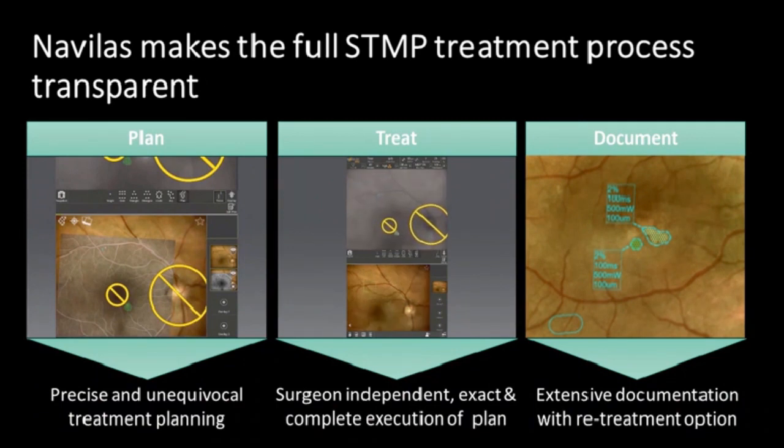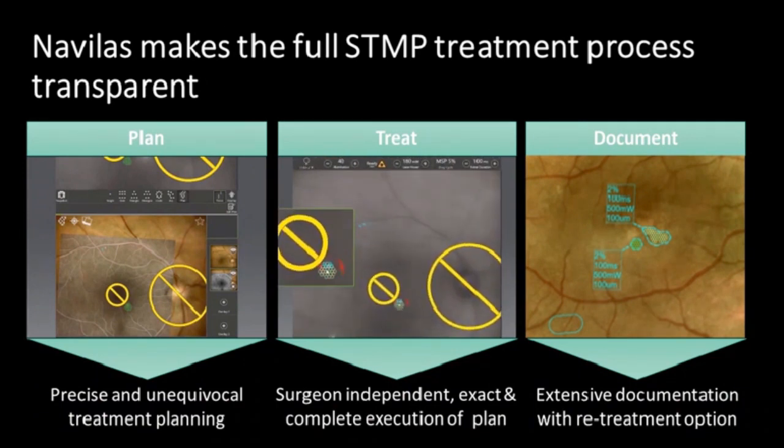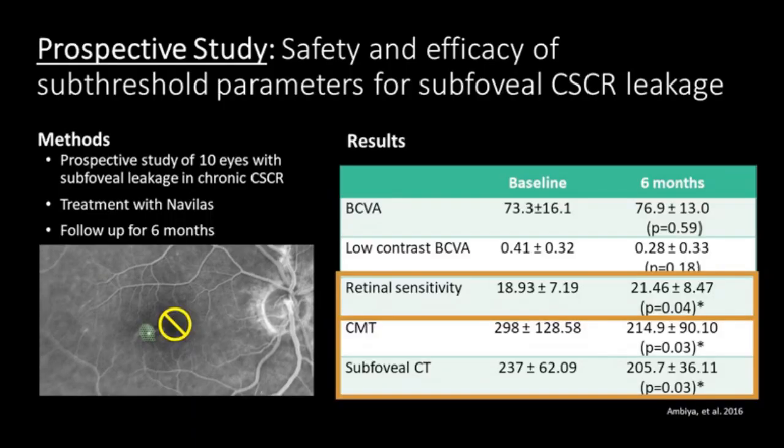The surgeon is independent, and it executes the plan exactly. You have to push the foot pedal down or it doesn't go. So here you see treating an area pretty close to the fovea, but notice how the patient's eye is moving, and you're still treating that area without hitting it repeatedly. That's the true advantage of the Navilas in subthreshold micropulse treatments. And then it gives you extensive documentation with a retreatment option, so you can come back later and either treat that same area with a higher intensity or go to a separate area, avoiding that altogether.